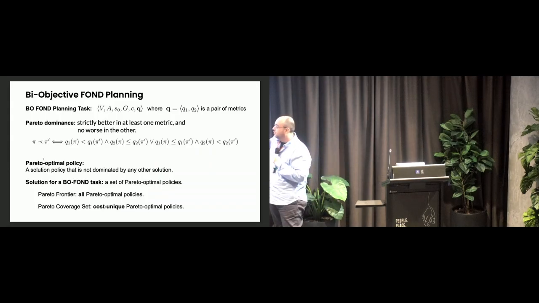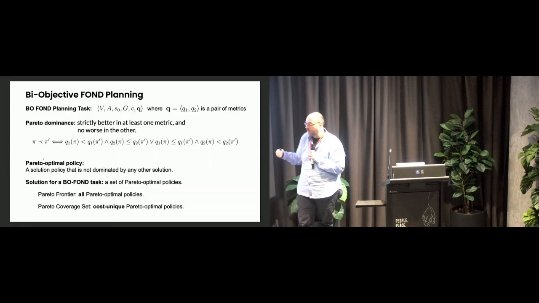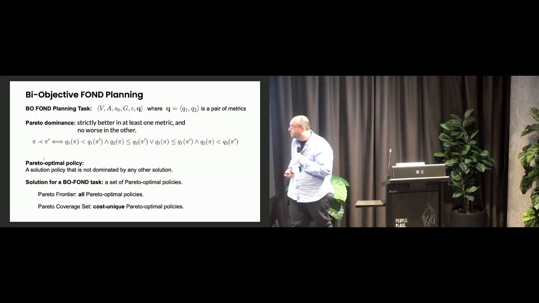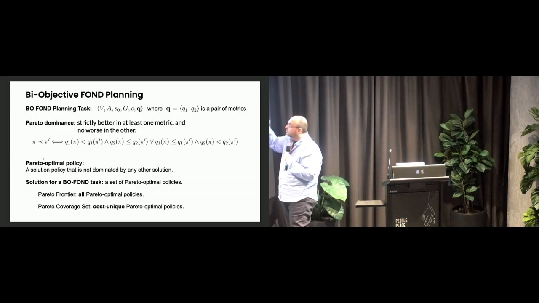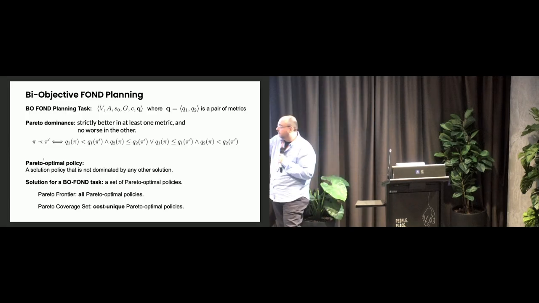Then when you work with Pareto optimality, you will not only have multiple Pareto optimal solutions, but you might have multiple different costs that are optimal, which means that the solution to this bi-objective FOND task is going to be a set of Pareto optimal solutions. If you consider all of them, you have a Pareto frontier. If you consider a subset that is cost unique, you have a Pareto coverage set, which is the notion of solution that we follow here.